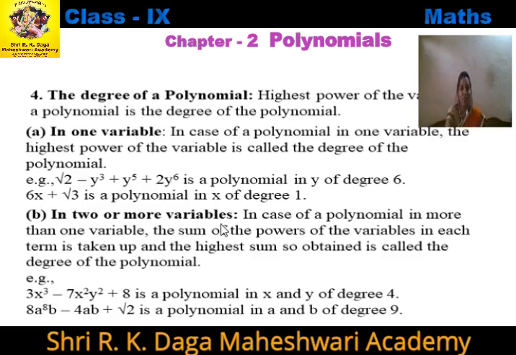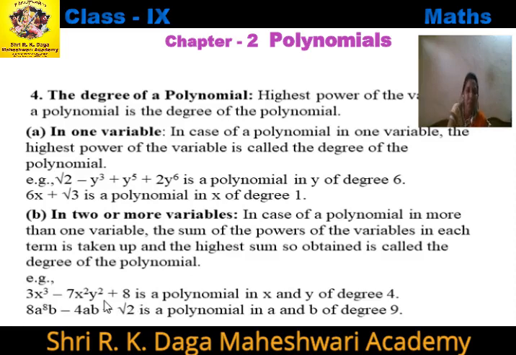In two or more variables. In case of a polynomial in more than one variable, the sum of the powers of the variables in each term is taken up, and the highest sum so obtained is called the degree of the polynomial. If a polynomial consists of two or more variables like this, 3x cube minus 7x square y square plus 8.